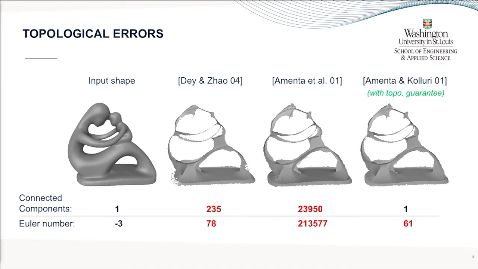I would like to point out that the last method is one of the very few methods right now that can provide theoretical guarantees that their result will have the right topology if the sampling resolution is sufficiently high. However, in our experiments, as we turn up the sampling resolution, these topological errors don't really go away. So that tells us that it's really because of the implementation.